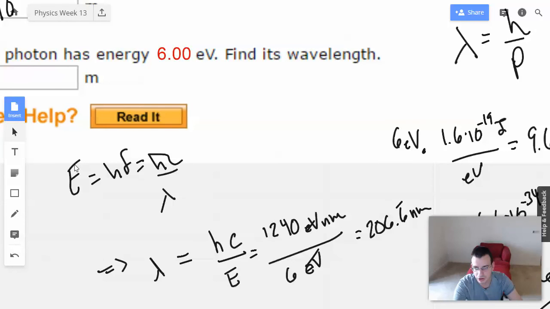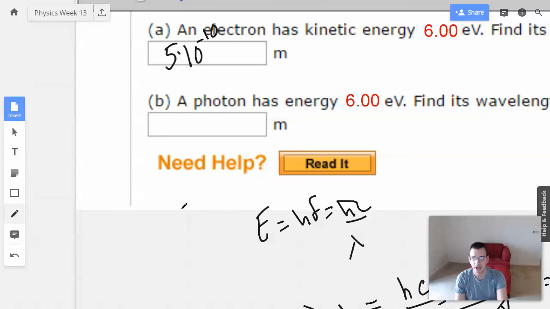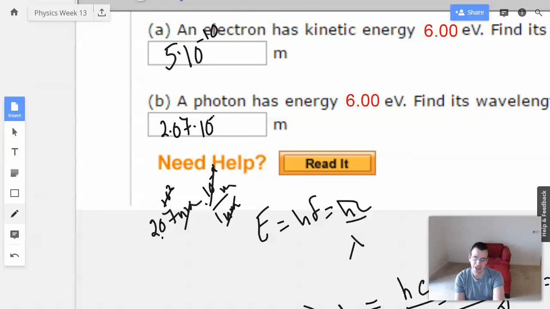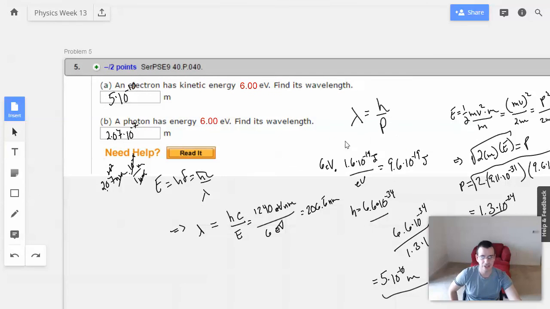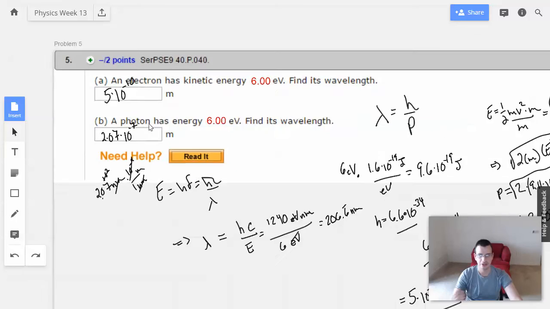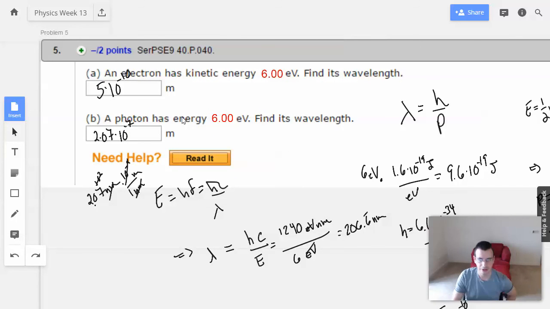So it's 207 nanometers, times 10 to the negative 9th meters per nanometer. Nanometers cancel. So that's 2.07 times 10 to the negative 7th meters. I'm good with that. So that's how you do this one. The idea here is matter, photons, finding wavelengths. Okay, on to problem 6.